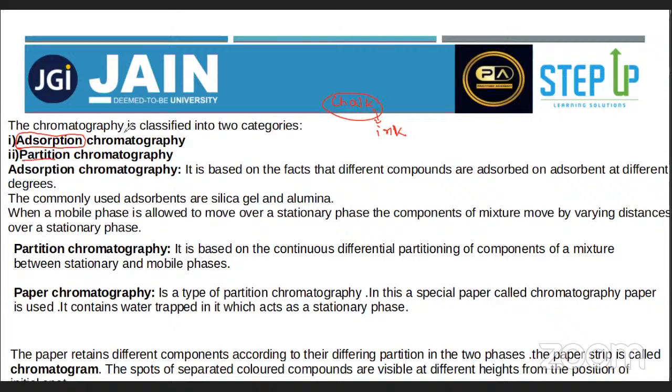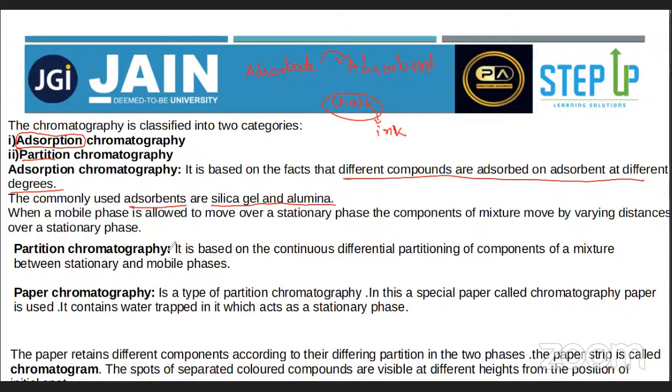Okay. Adsorption and partition chromatography are the two things we can see here. Adsorption chromatography is based on the fact that different compounds are adsorbed on the adsorbent to a different degree. So at different temperatures, different things will get adsorbed and will be taken out. In this, we use an adsorbent. In adsorption, one thing is the adsorbate, the other is the adsorbent; the adsorbate gets adsorbed on the adsorbent. Common adsorbents are silica gel or alumina. Most things stick to that, and we try to separate them.